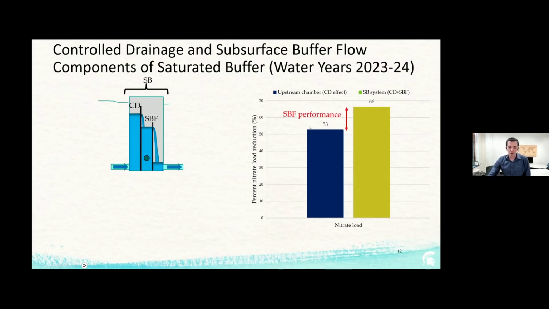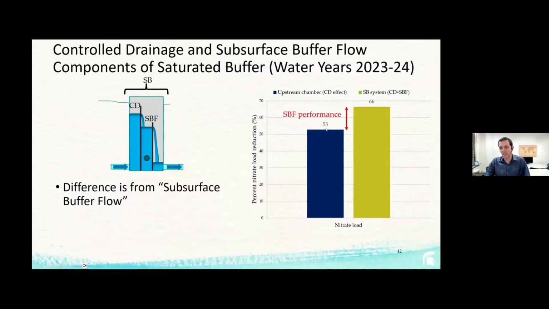So really, going back to that diagram again, the gap between the 53 and the 66 is what the subsurface buffer flow performance is. The difference between these two is that subsurface buffer flow component. So surprisingly, the first surprise we found was that the first component, which is the upstream chamber, was pretty impressive with 53% reduction.